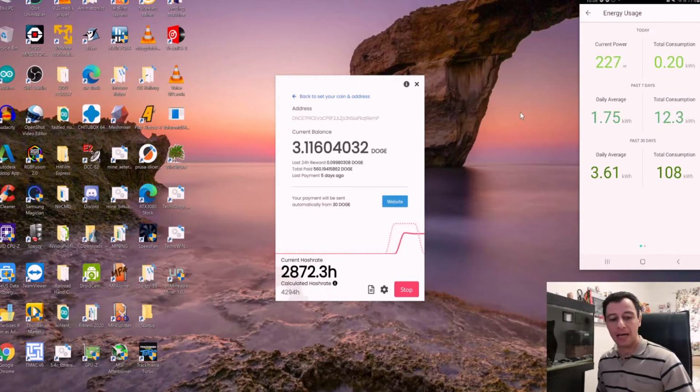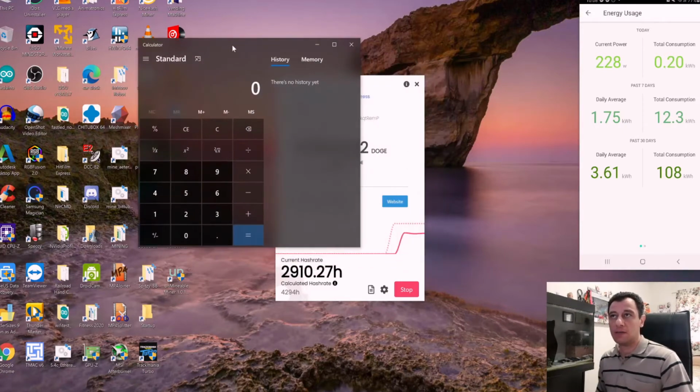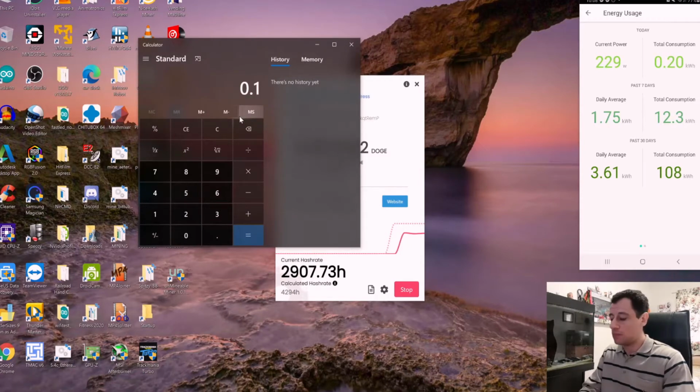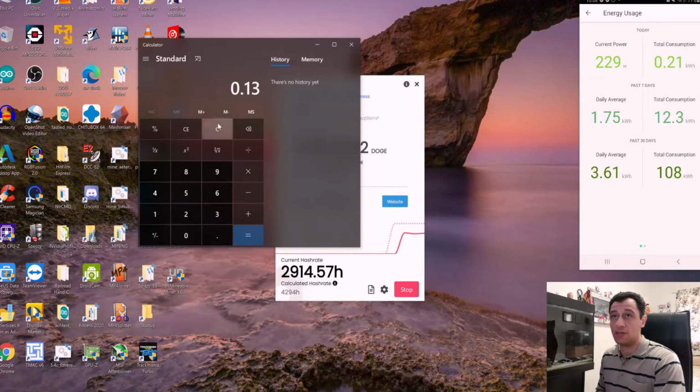But in my case, I'm going to do it because I am mining, so the PC is on. I'm going to take this whole system as being powered on because I am mining. If I were to calculate that, the cost per unit here is 13 euro cents. So if I were to calculate 13 euro cents for 229 watts, first of all, 13 euro cents would be per kilowatt, which is per 1000 watts.